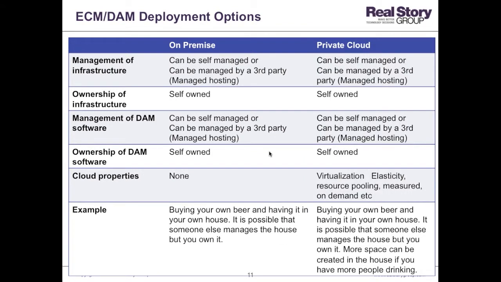The next deployment option is what is known as private cloud. Now, this is just like an on premise deployment option, but with cloud aspects added onto it. So, you still manage the DAM software yourself and it lives behind some sort of enterprise firewall. But now it runs on a cloud platform that can bring typical cloud benefits such as virtualization, elasticity, resource pooling, on demand, and so on and so forth.